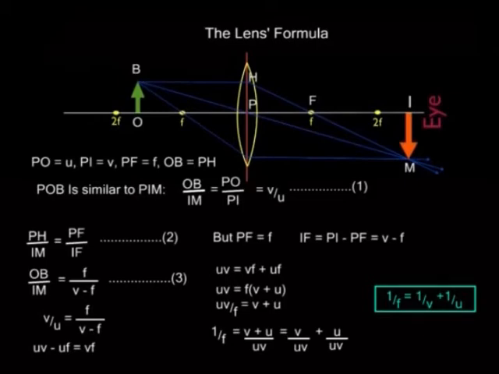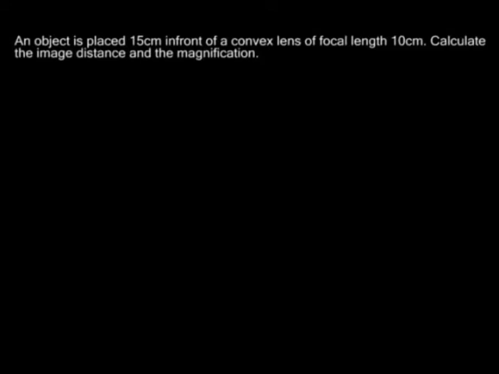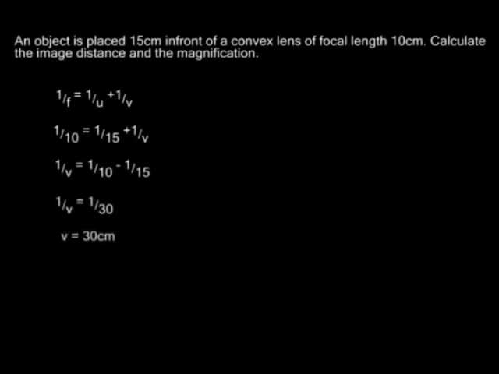Let's take an example. An object is placed 15 centimeters in front of a convex lens of focal length 10 centimeters. Calculate the image distance and the magnification. In the solution, 1 over F is equal to 1 over U plus 1 over V, that is the lens formula. Therefore 1 over 10 is equal to 1 over 15 plus 1 over V. 1 over V is equal to 1 over 10 minus 1 over 15, which is equal to 1 over 30. And therefore V is equal to 30 centimeters.